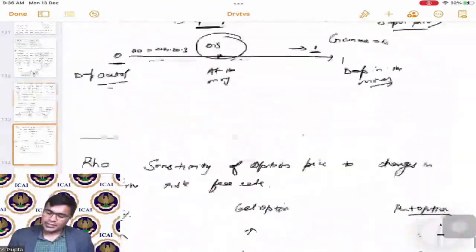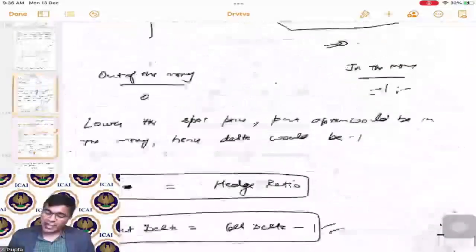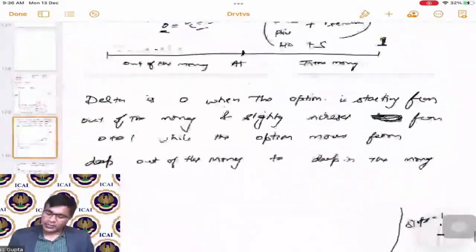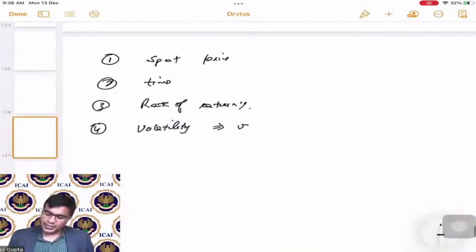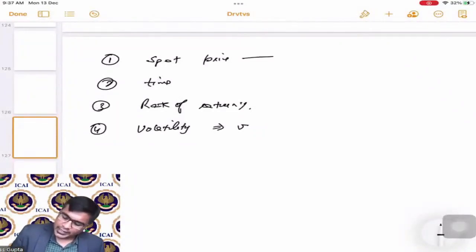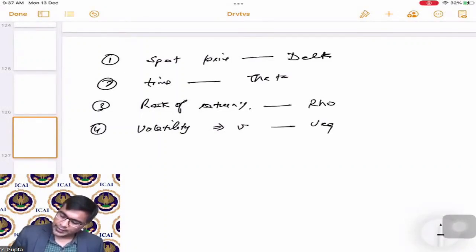So these are what the 5 Greeks are. Okay, what are those 5 Greeks? The first one is delta, as we have mentioned here. Just a second, see, this is actually delta, correct? Time is equal to theta, the rate of return is equal to rho, and volatility is equal to vega. These are the 4 that we have studied.